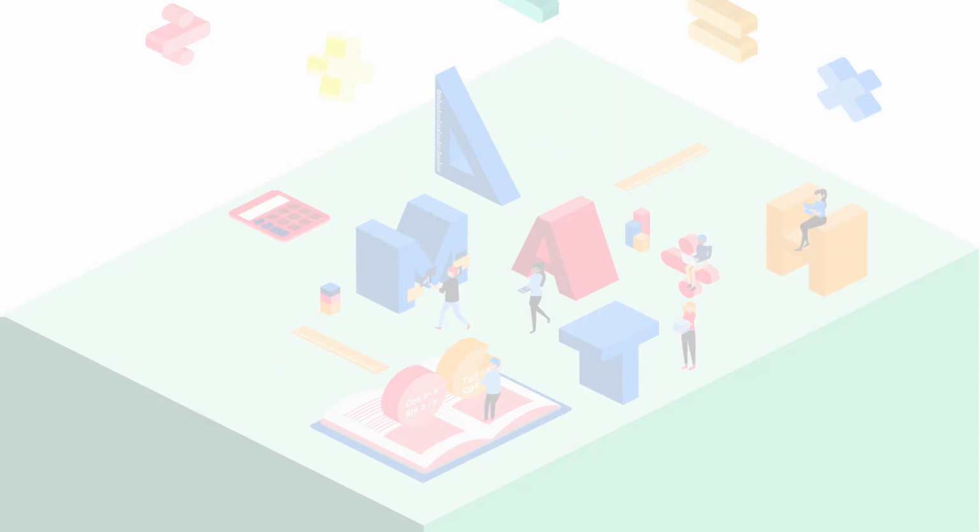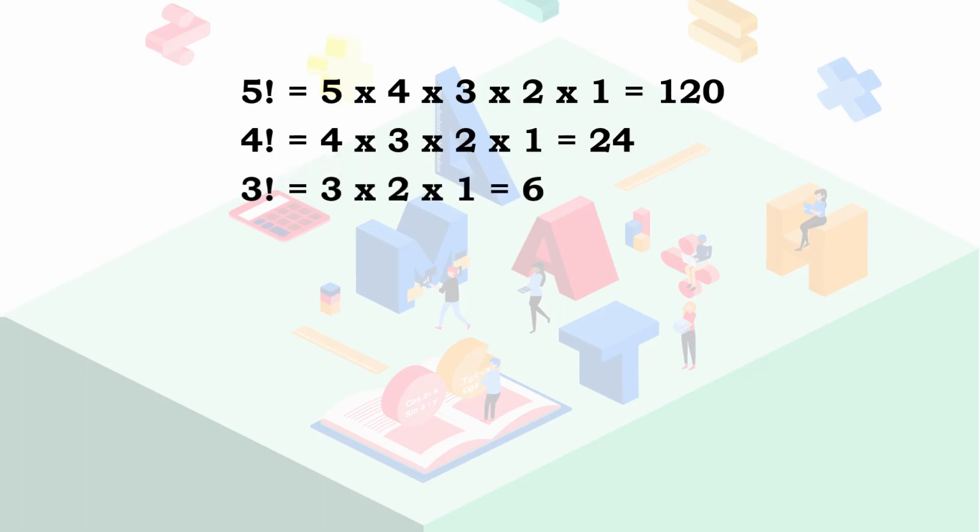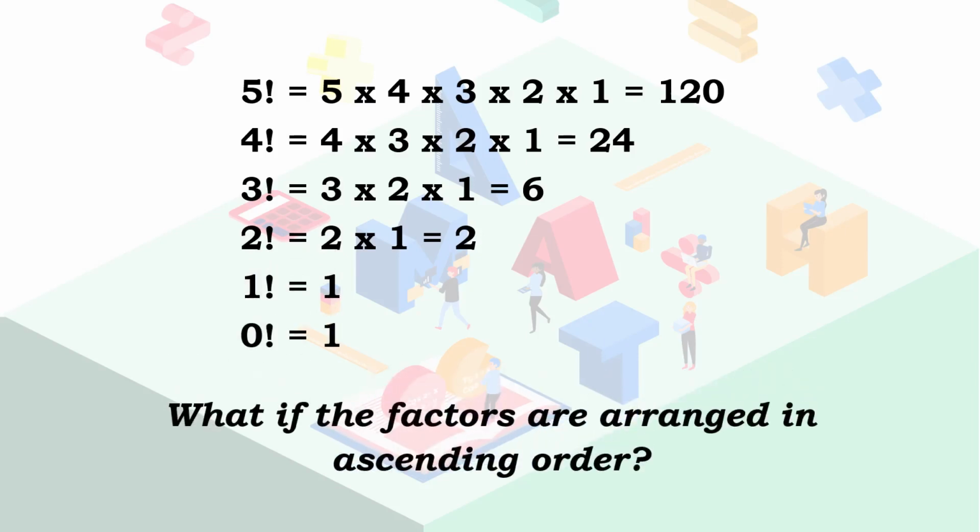Let me give you an example. 5 factorial equals 5 times 4 times 3 times 2 times 1, which is equal to 120. 4 factorial is equal to 4 times 3 times 2 times 1 equals 24. 3 factorial is 3 times 2 times 1, which is 6. 2 factorial is equal to 2 times 1 equals 2. 1 factorial equals 1. And 0 factorial is also equal to 1.